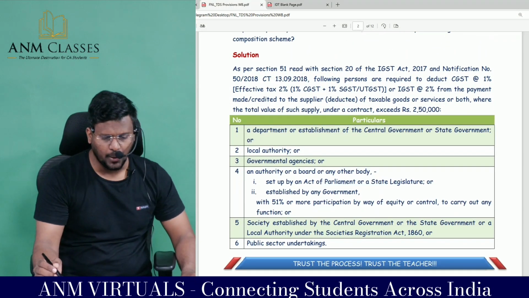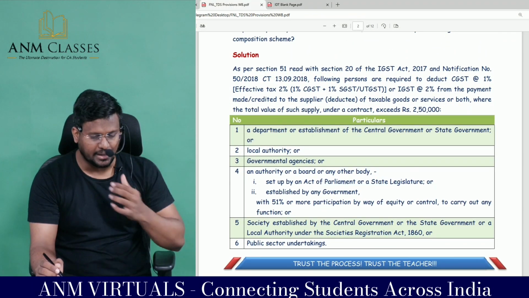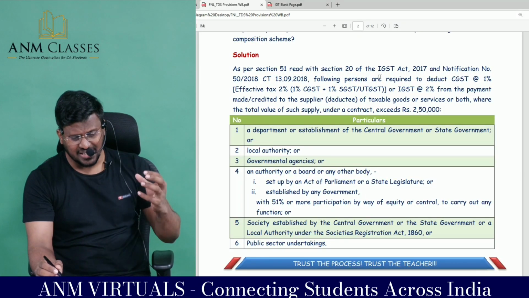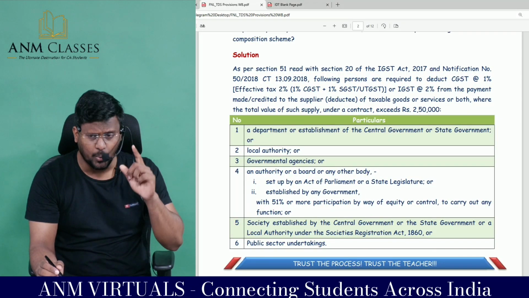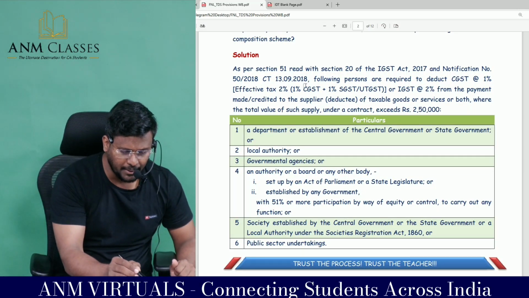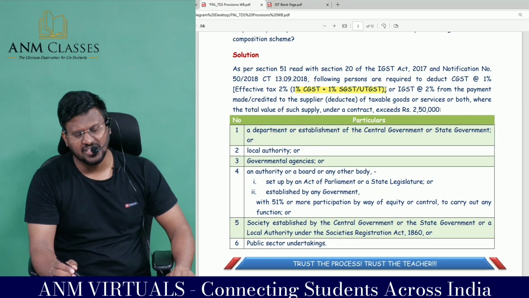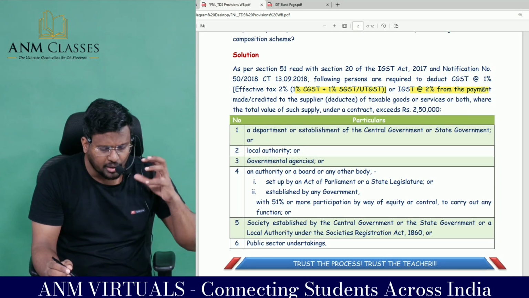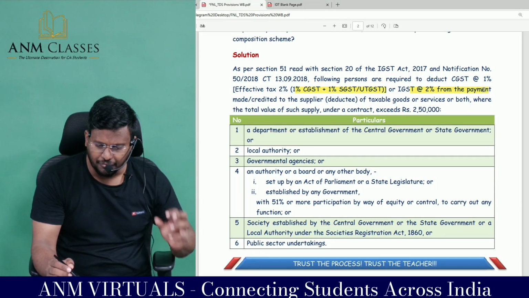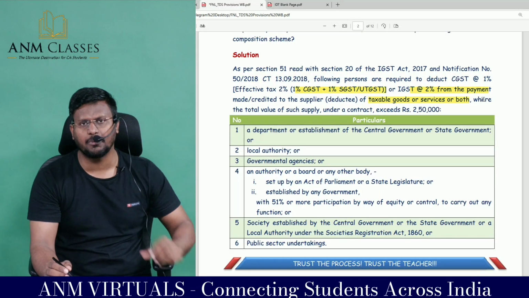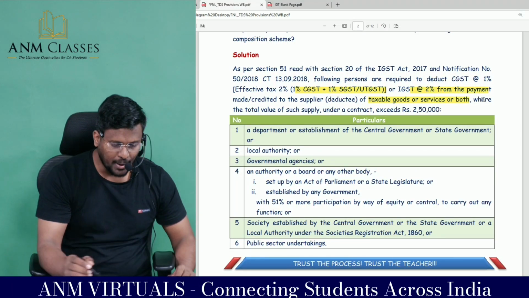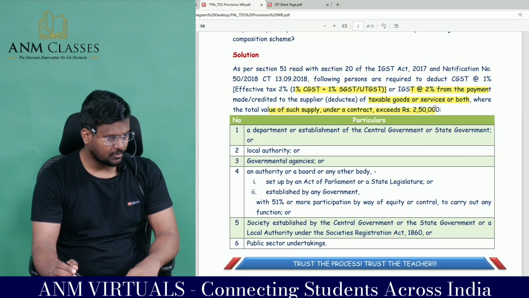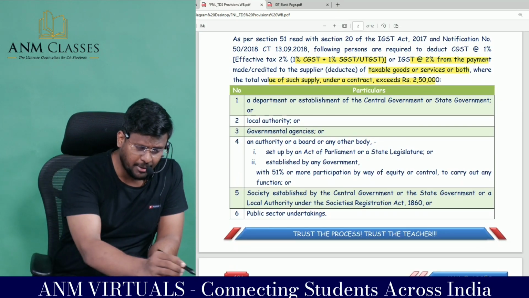So I'm moving into the answer for the first part. As per section 51, read with section 20 of the IGST Act, and notification number something, the following persons are required to deduct tax at 1% CGST and 1% SGST, or IGST at 2%, effective rate 2%, from the payment made or credited to the supplier, that is the deductee, of taxable goods or services where the total value of such supply under a contract exceeds how much? So these are the people who are liable to deduct TDS.